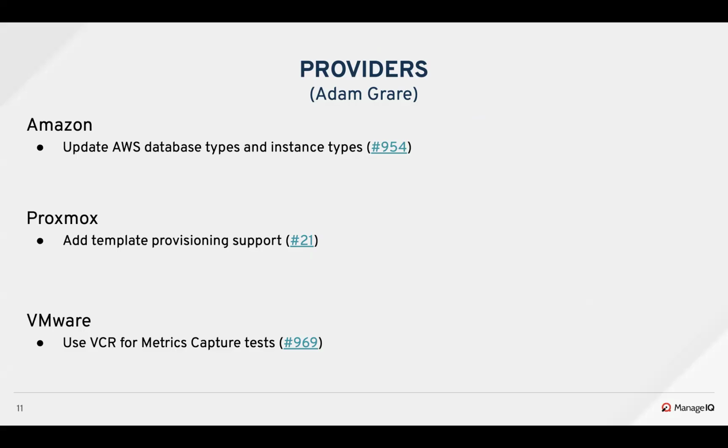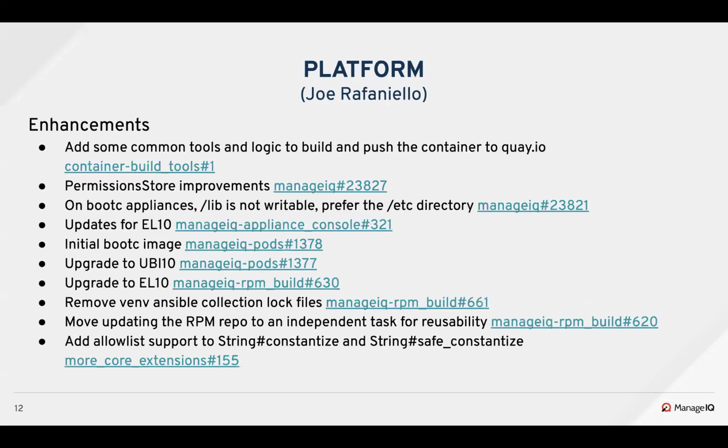And finally, for VMware, we are switching to using VCR for metrics capture tests. This is part of the effort to replace the older hand soap-based VMware Web Services gem with RB VMOMI. So we are improving and extending test coverage for the existing metrics capture to make sure that we maintain compatibility with the behavior of the existing system. And that's it for providers. Over to Joe.